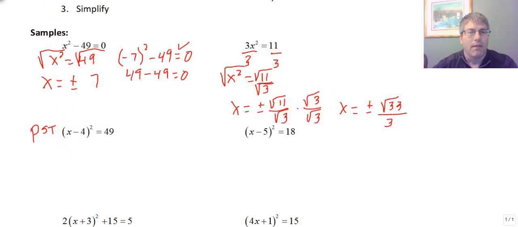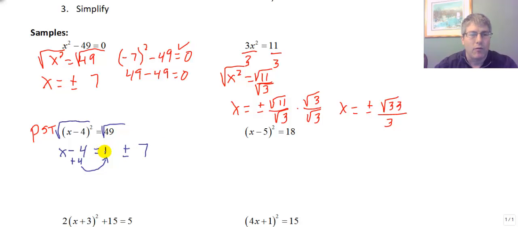So since we have a perfect square trinomial, we can simply take the square root of both sides. The square root and the square offset each other. We get x minus 4 equals plus or minus 7. But I want to solve for x. I want to know what x can be. So I'm going to add the 4 to both sides. And I usually add it in front of the plus or minus. I try not to do it on the other side. And you'll see why here.